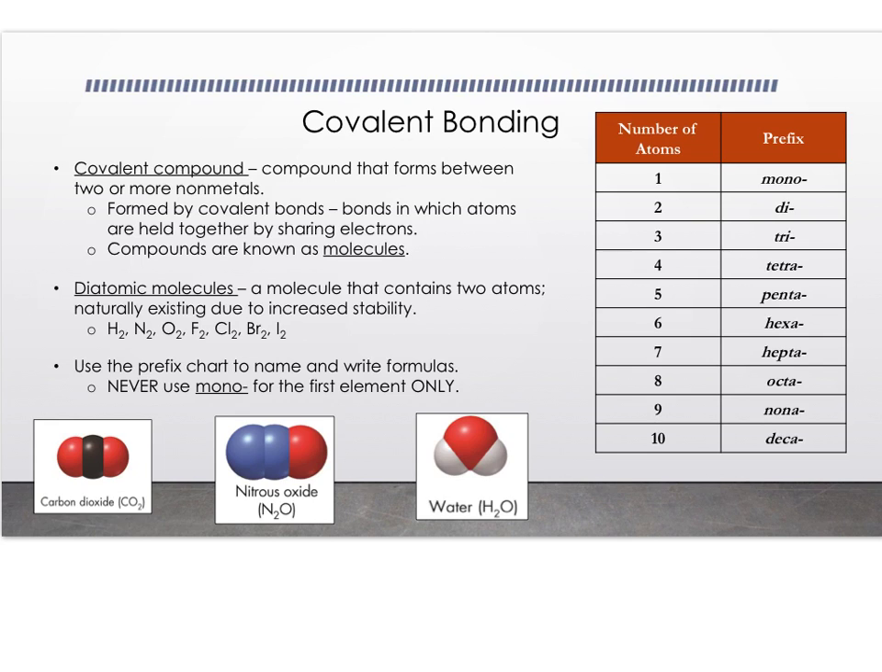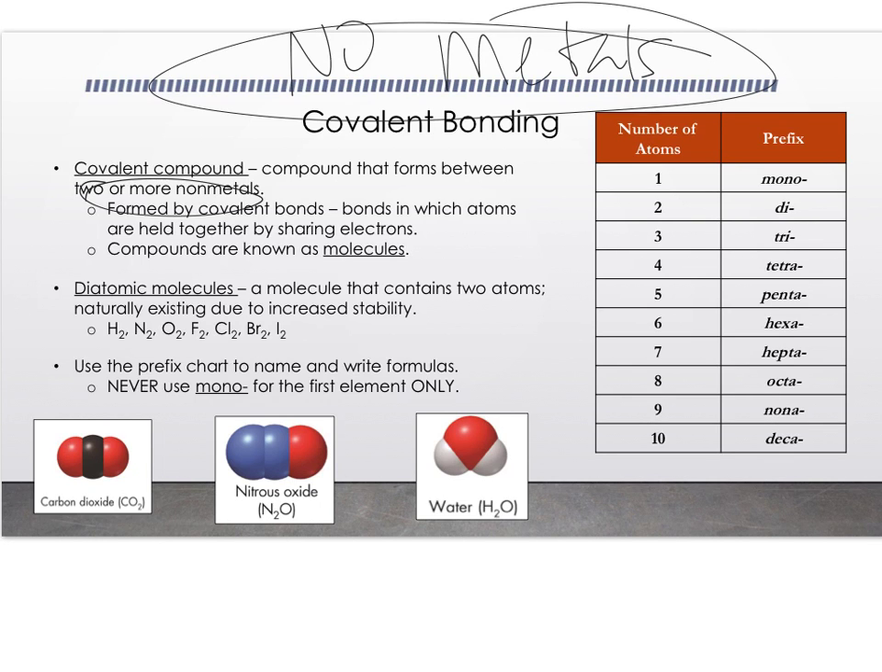Okay, so for covalent bonding, it's a little bit simpler. Covalent bonding is a compound that forms between 2 or more nonmetals. So there are no metals in the formula. That's an extremely important concept that you need to remember.